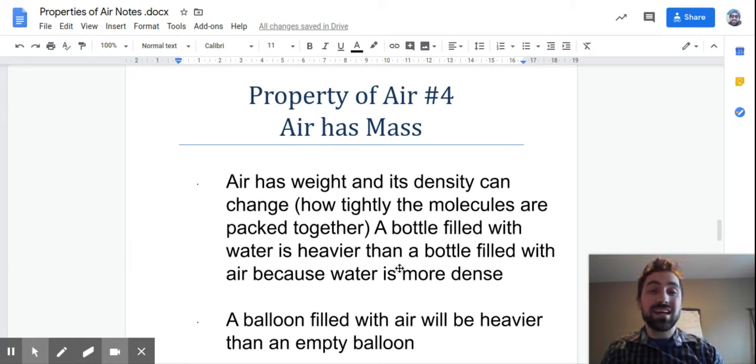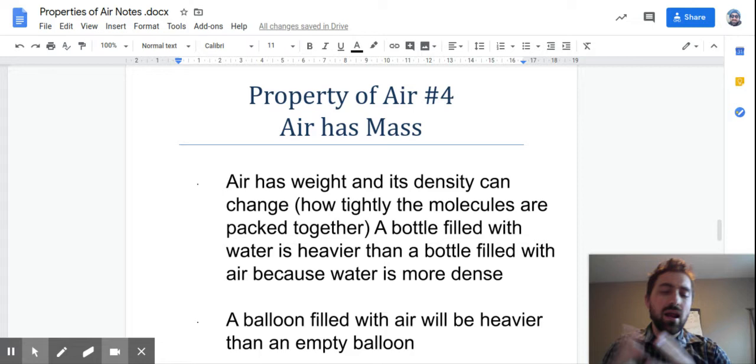Property of air number 4 is that air has mass. When we say air has mass, normally we say air has weight, but when we talk about air having mass, it's about the actual particles that make up air. Air has weight and its density can change, so how tightly the molecules are packed together.